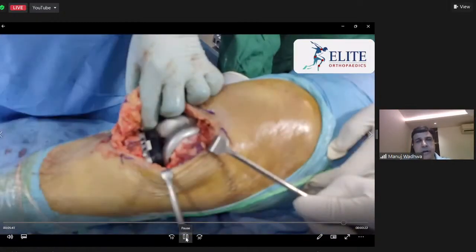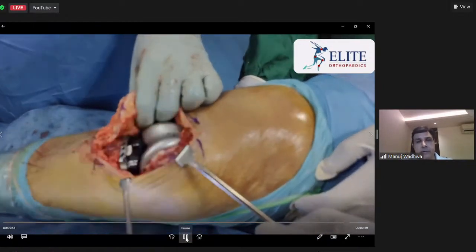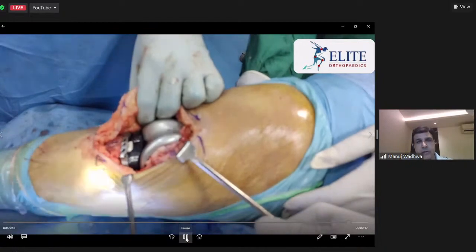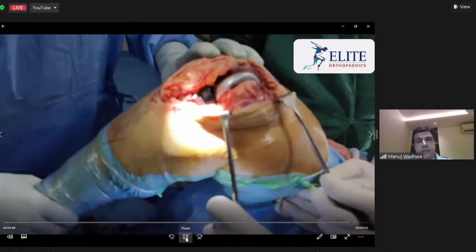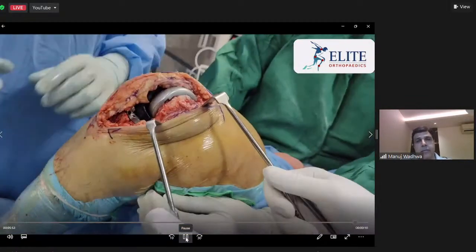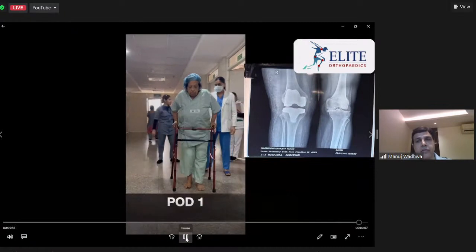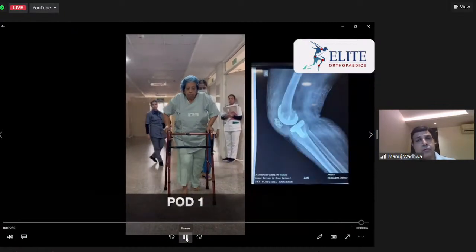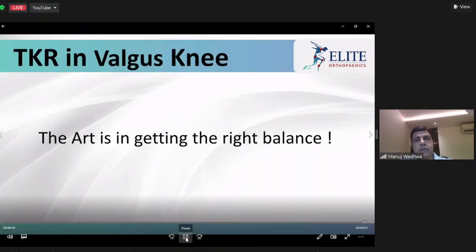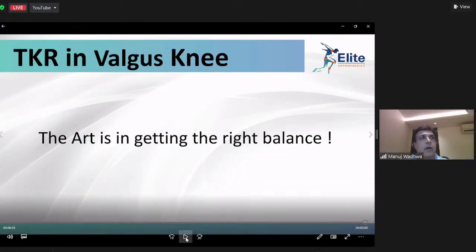You identify the tight IT band structures, release the IT band, and what you have to aim for is balanced flexion and extension gaps, good seating of the patella into the femoral sulcus, and correction of tibial rotation by release of the IT band. Once all these things are done, you have a well-aligned knee and the patient is walking the same day. So the basic principle in all these cases is that soft tissue correction gives you the majority of the deformity correction.